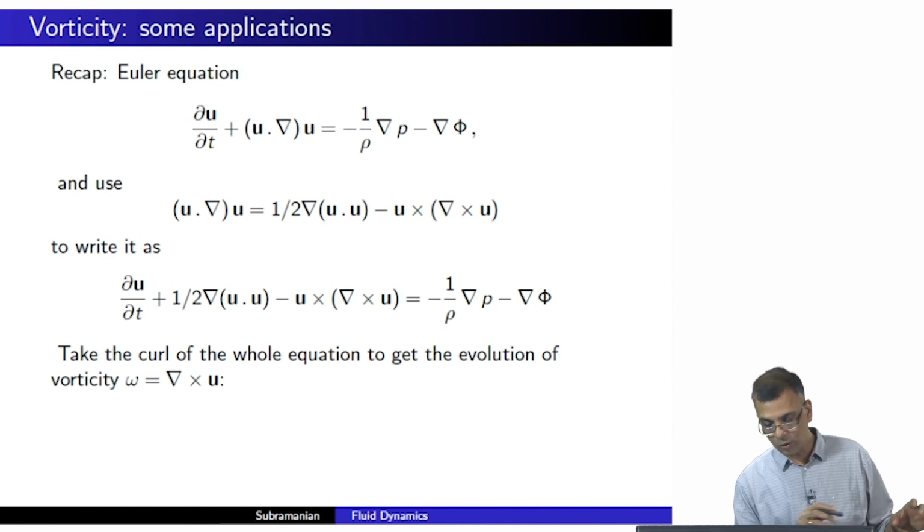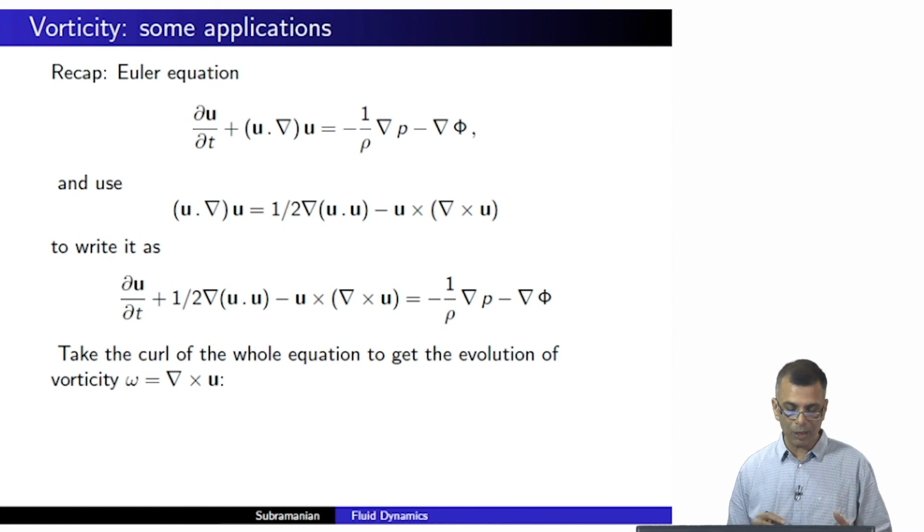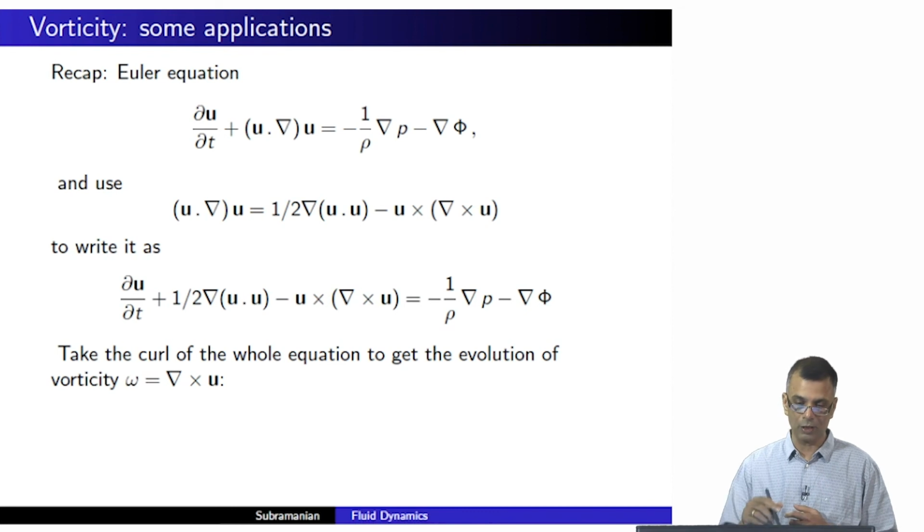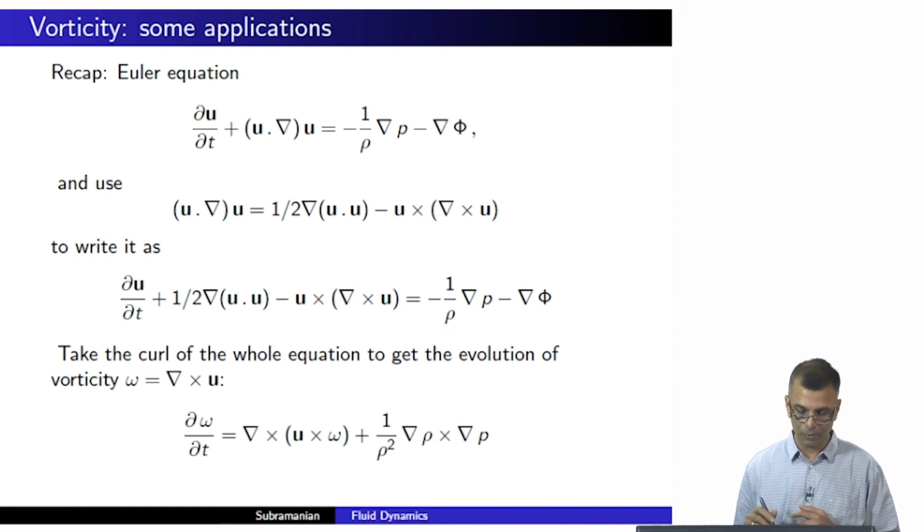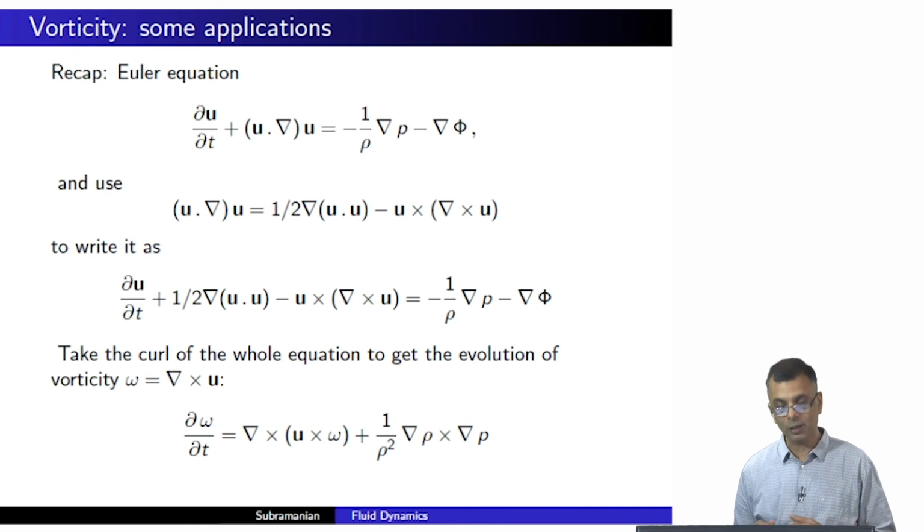And you take the curl of the whole equation to get the time evolution of this quantity, which is the vorticity, and you end up with this equation, which we will discuss a little further. In particular, we will specialize to what are called barotropic fluids, where the pressure is simply a function of the density. You've already encountered these things before. P equals nkT, for instance.